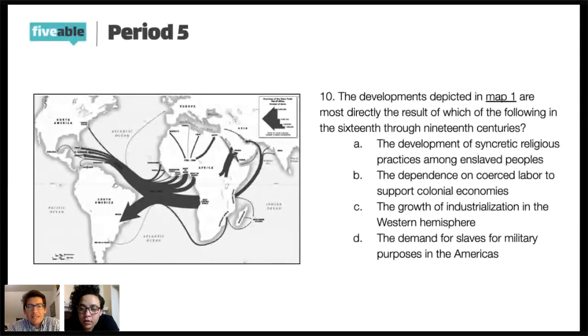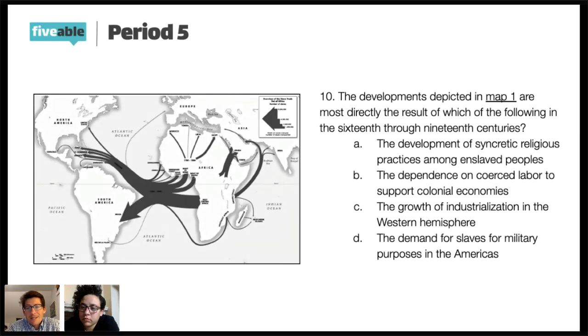Yeah, very much so. And in this question, it doesn't give me years. It just says 16th through 19th century, 1500s through 1800s. Keep that in mind, everybody. Always convert that to some years in your head. That might help you with periodization on these questions. And it's asking which of these developments are the direct result of which of the following. So we're looking for the cause of this.